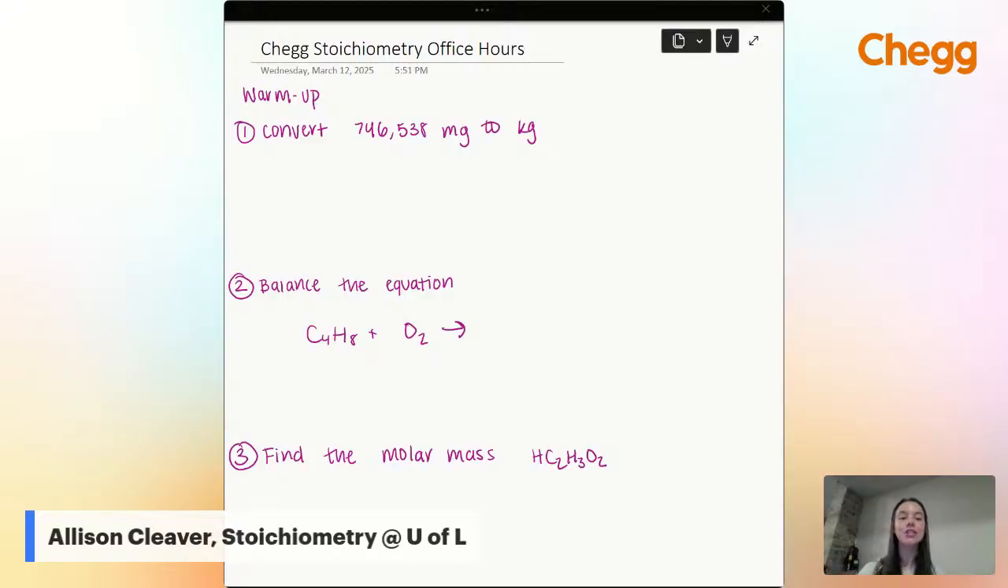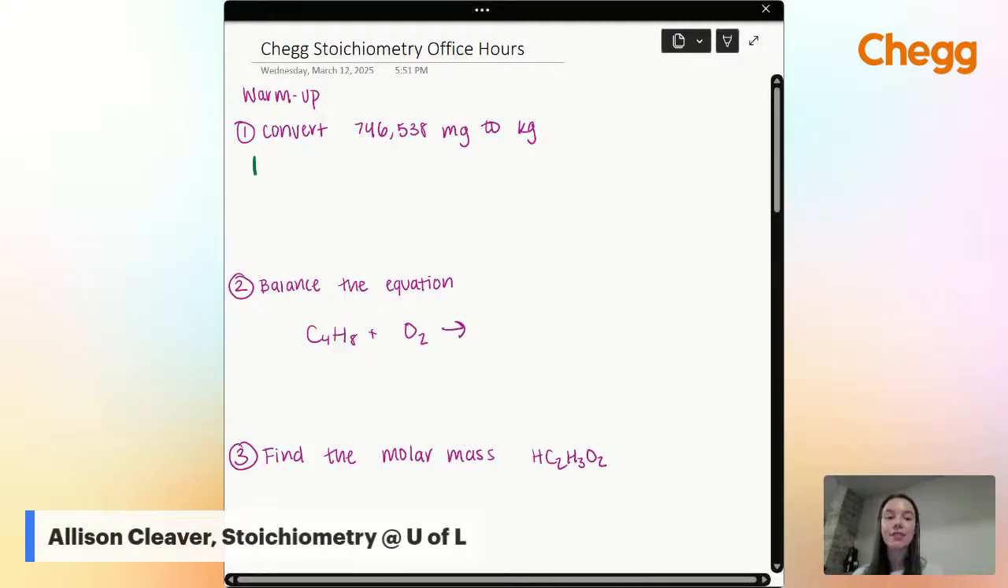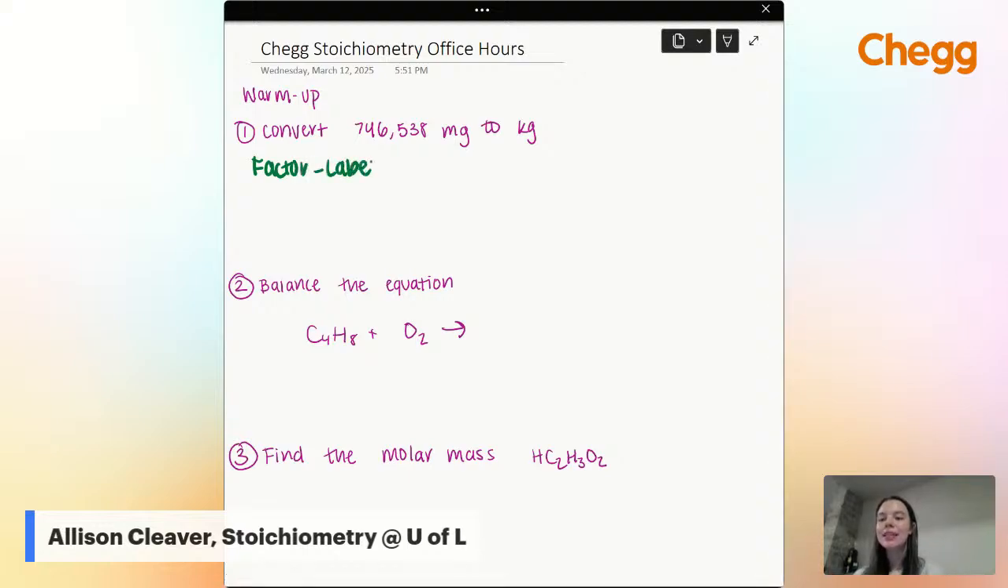But let's get started doing some stoichiometry. I wanted to start with a few warm-up problems. The first being convert 746,538 milligrams to kilograms. If you're new here, I like to use what's called the factor label method when solving stoichiometry problems. This is like a true stoichiometry problem in my opinion. It's getting one thing to another, and it's a straightforward type of math. I use the factor label method because it helps me visualize and helps me put it in my calculator easily.